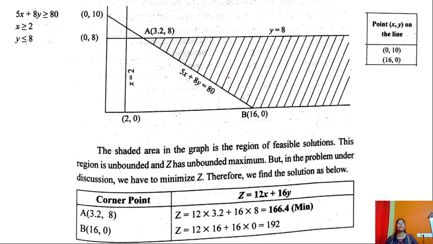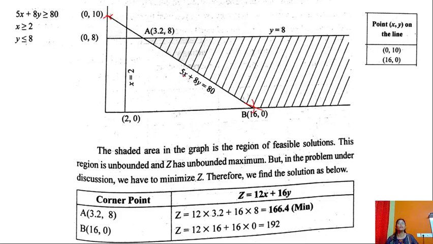X is 0 and y is 10. So this is the point. And then x is 16 and y is 0. So this is another point. Now we are joining this straight line.